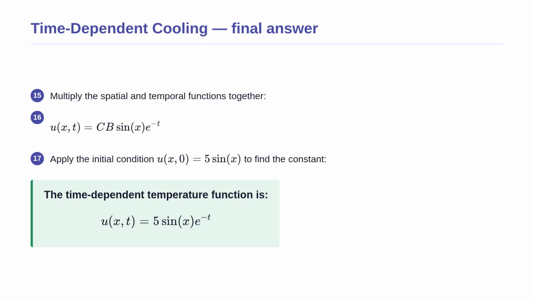This final formula tells a beautiful physical story. The temperature profile keeps its smooth sine wave shape at all times, but the peak of that wave flattens out exponentially as time passes, eventually cooling the entire rod down to 0 degrees.